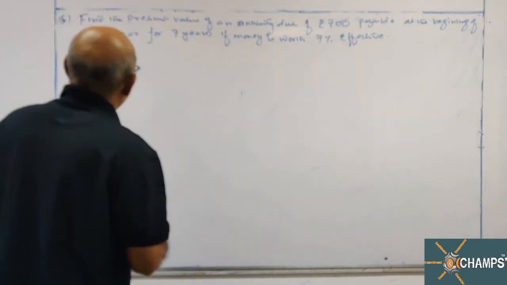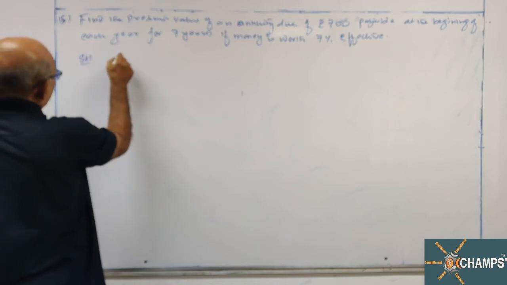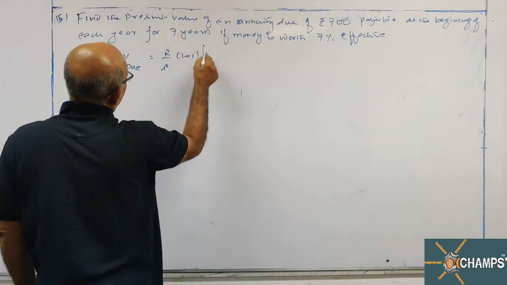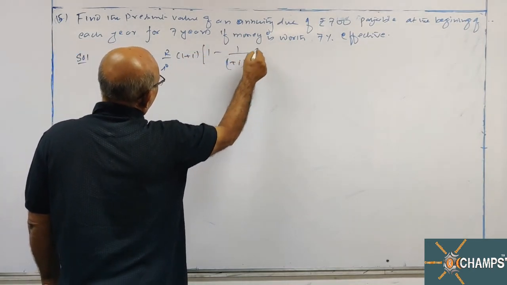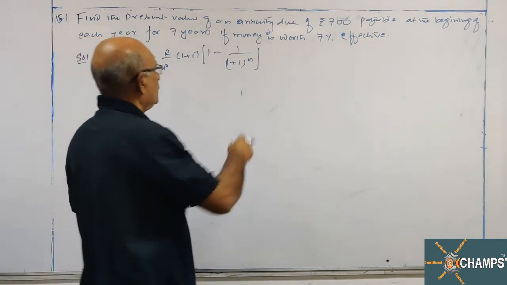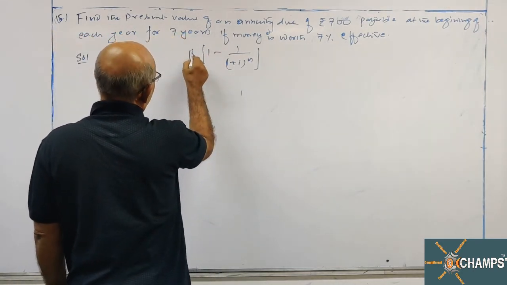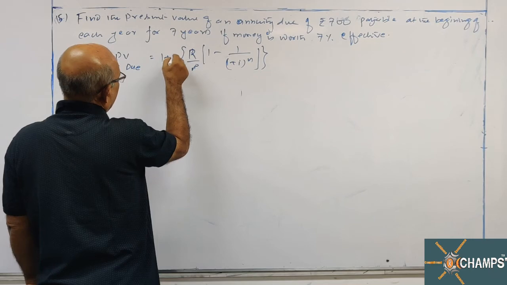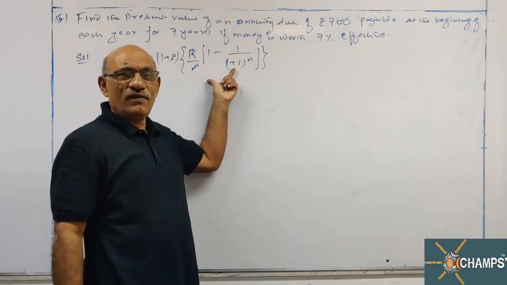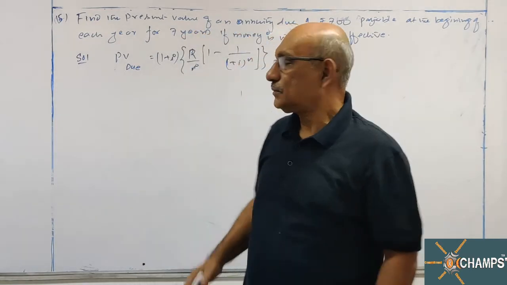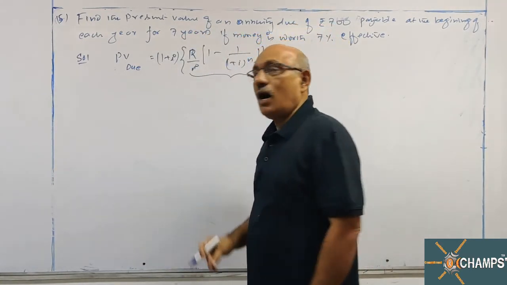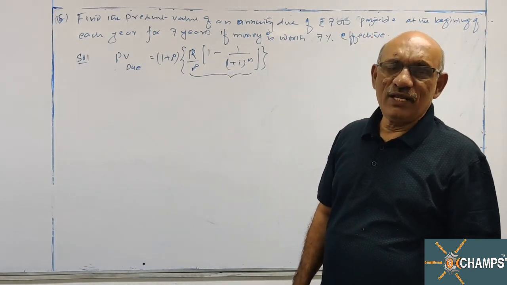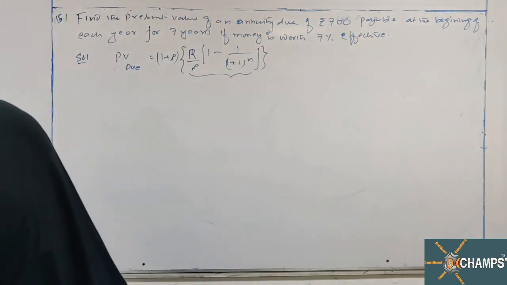Now this time I want to calculate the present value. See the solution. Present value of annuity due is equal to R by I into (1 plus I) into (1 minus 1 by (1 plus I) whole power n). This is the present value of ordinary annuity formula. When it is multiplied with (1 plus I), it becomes the due formula.